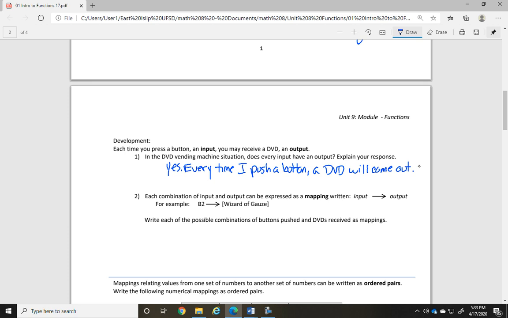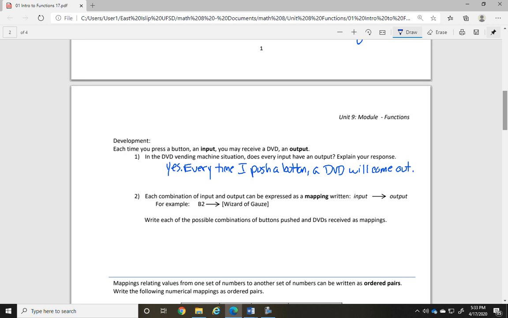So each combination of input and output can be expressed as a mapping. When we do it as a mapping, we draw an arrow from the input to the output. So for example, B2 has an arrow that gets drawn to the Wizard of Gauze. Write each of the possible combinations of buttons pushed and DVDs received as a mapping.